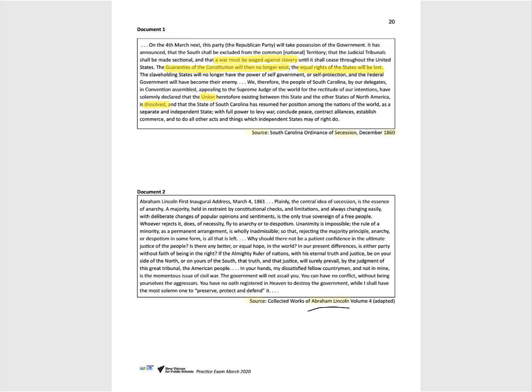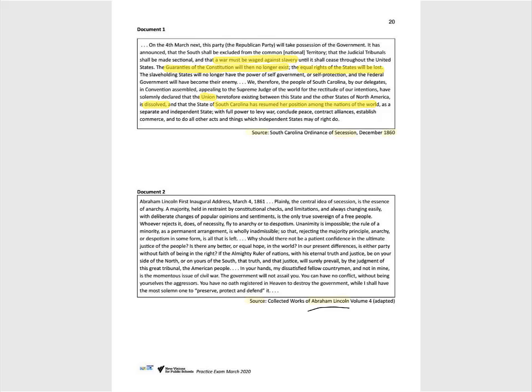And that the state of South Carolina has resumed her position among the nations of the world as a separate and independent state, with full power to levy war, conclude peace, contract alliances, establish commerce, and do all other acts and things which independent states may of right do. And we know this led to the fighting of the Civil War. So now let's analyze document 2.